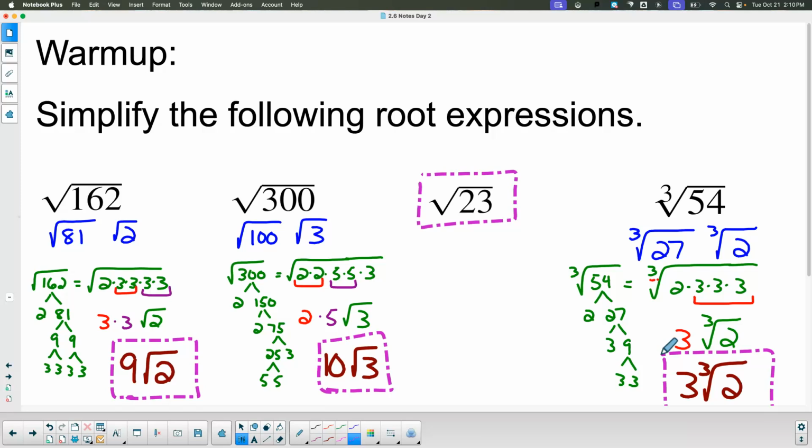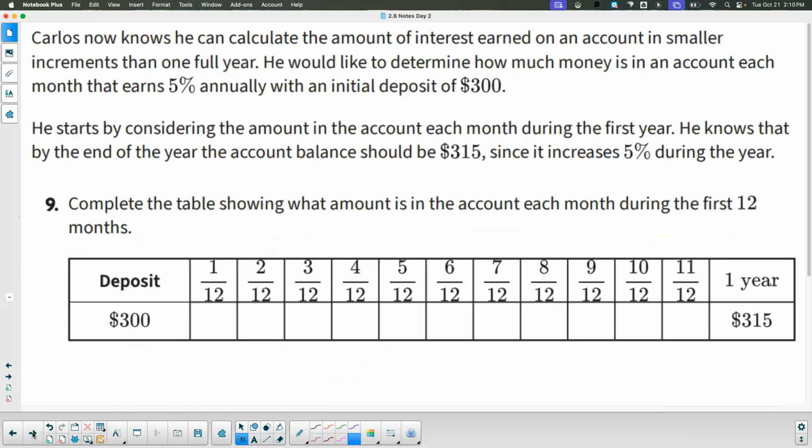Questions, comments, concerns, clarifications? Fantastic. Let's jump back into the notes now. We'll be on page 27. Page 27 in your notes is where we'll pick up from yesterday.